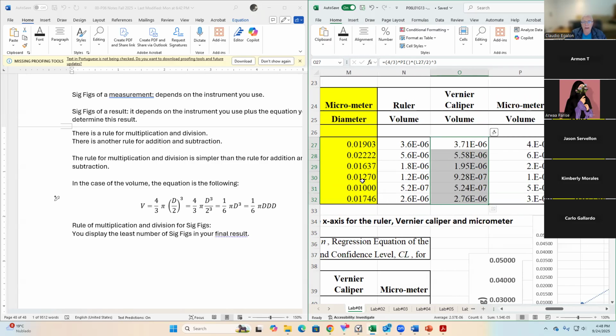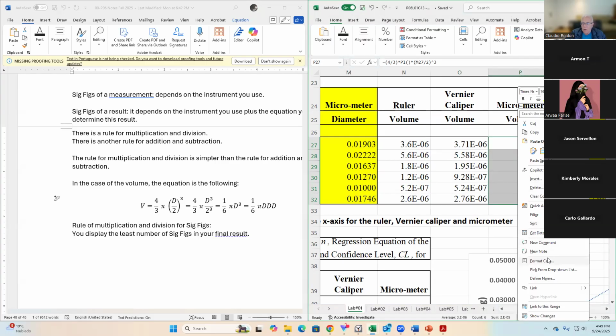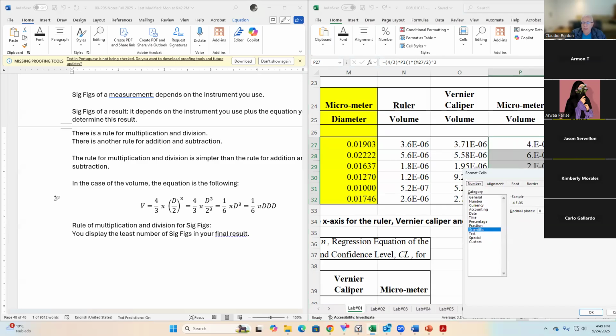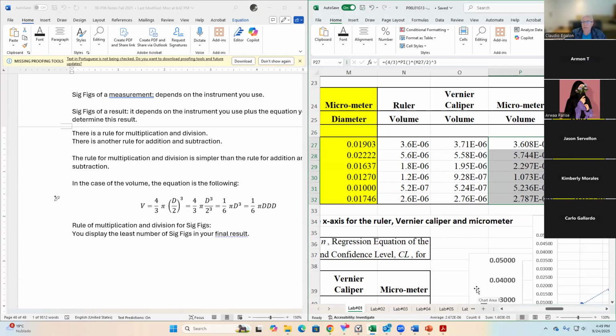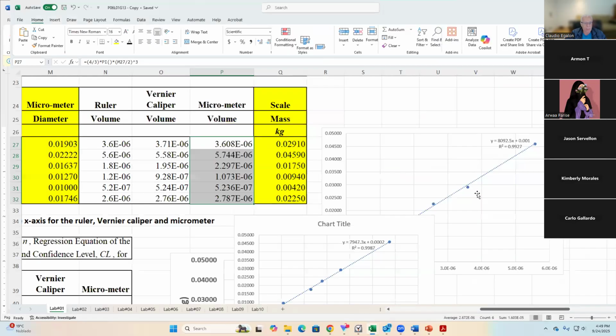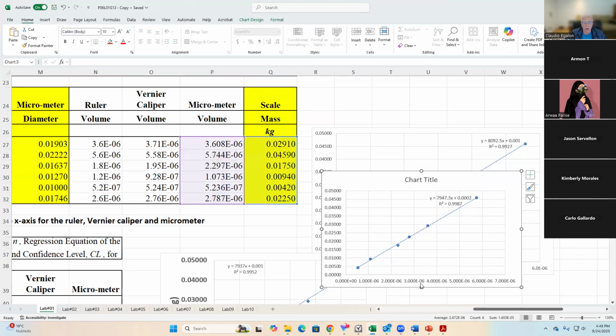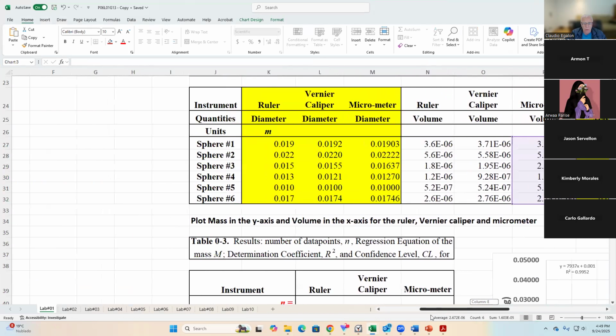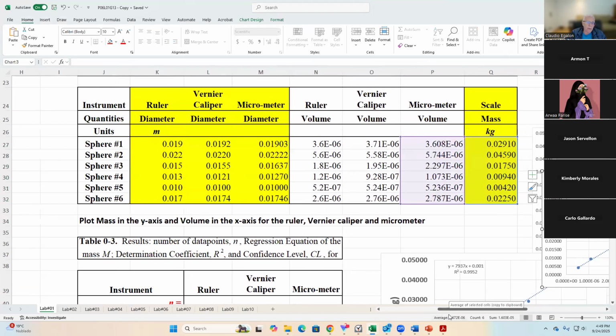Finally, the last one, 4 significant digits. So we must also have 4 significant digits here, right? 4 significant digits in scientific format means that we must have 3 decimal places, like that. Did you get the idea? For now, all you need to know is the rule of significant figures for results that use multiplication and division, okay?